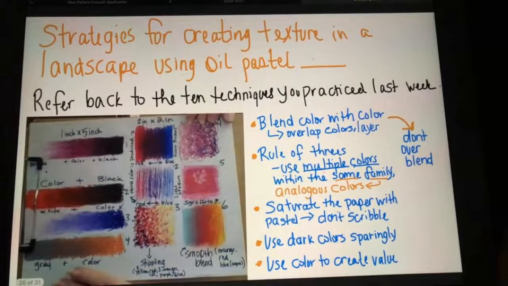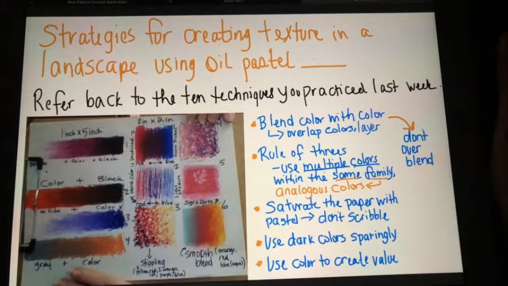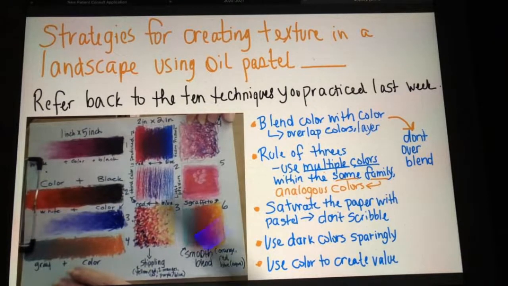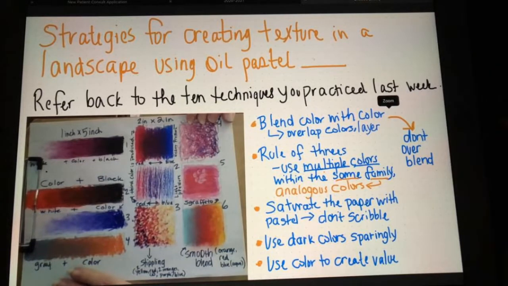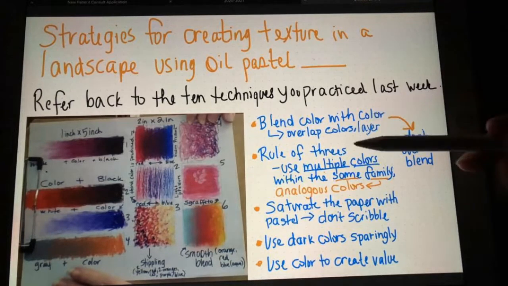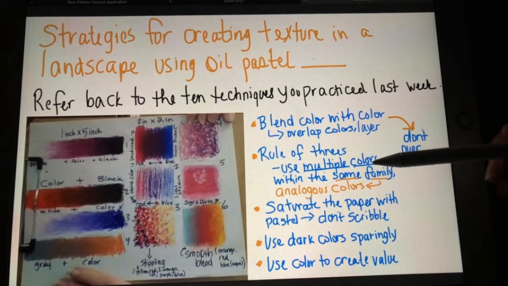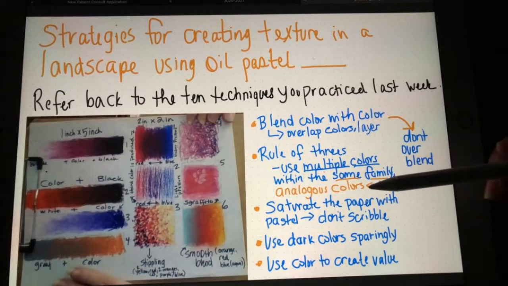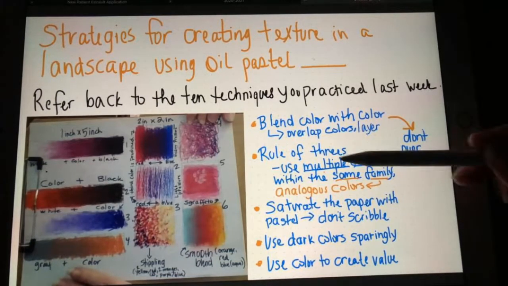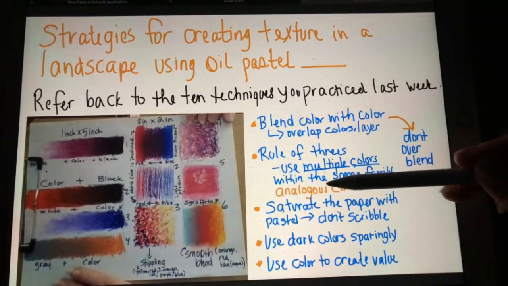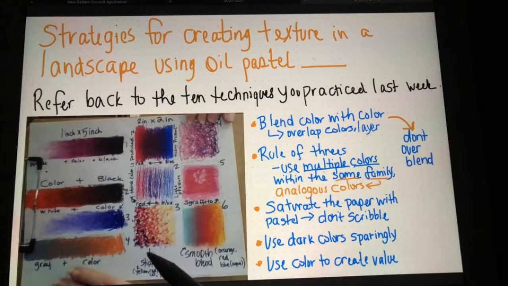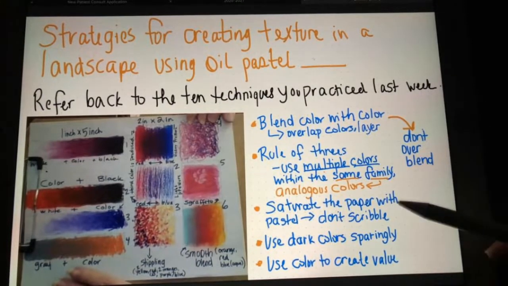All right. So, strategies for creating texture in a landscape in oil pastel. You're going to refer back to those techniques that you practiced last week. Remember that color blends color. You're going to overlap and layer colors to blend them. Remember your rule of threes. So you're going to use multiple colors within the same family. We call those analogous colors. So if you have something that is yellow, you're not just going to come in and color it like in a coloring book with yellow. You're going to use analogous colors to blend it, to give it some form.